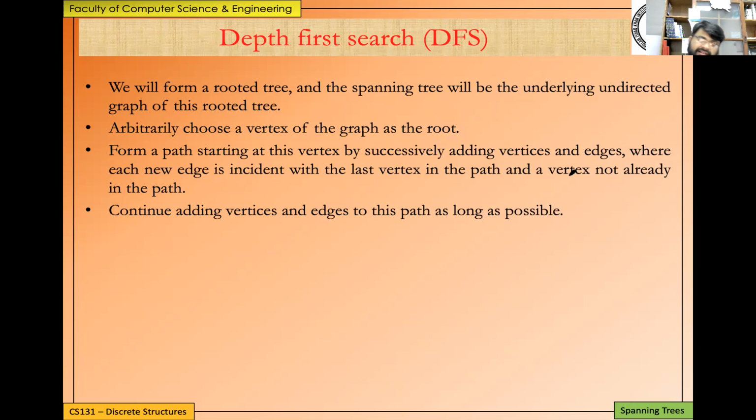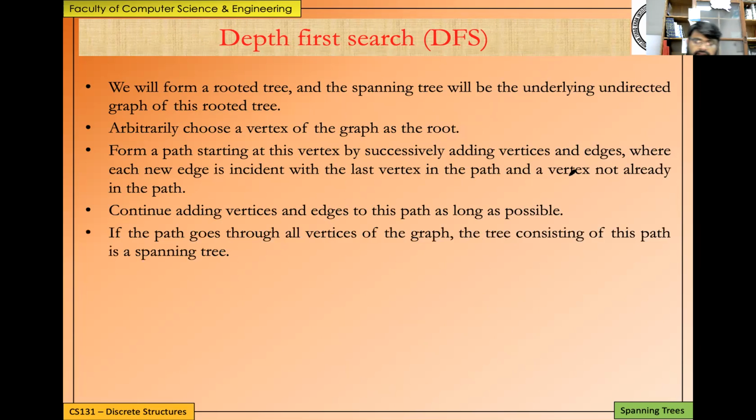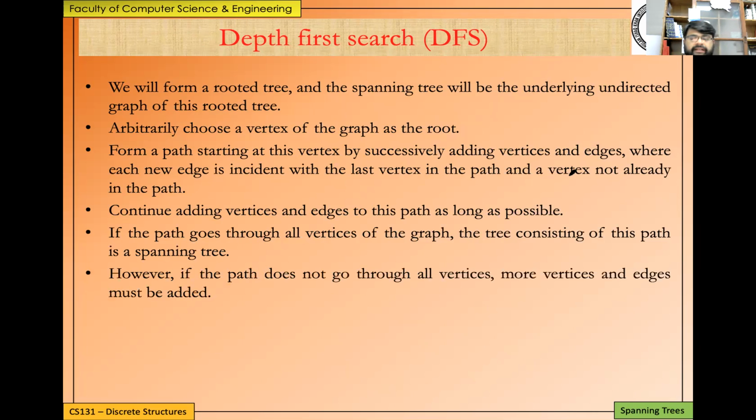So we take the path, and the same path goes down and down and down. We keep on trying to add vertices and edges to this path as long as possible. And if the path goes through all vertices of the graph, the tree consisting of this path is a spanning tree. Once all the vertices have been used, the tree that we get as a result is what we call a spanning tree.